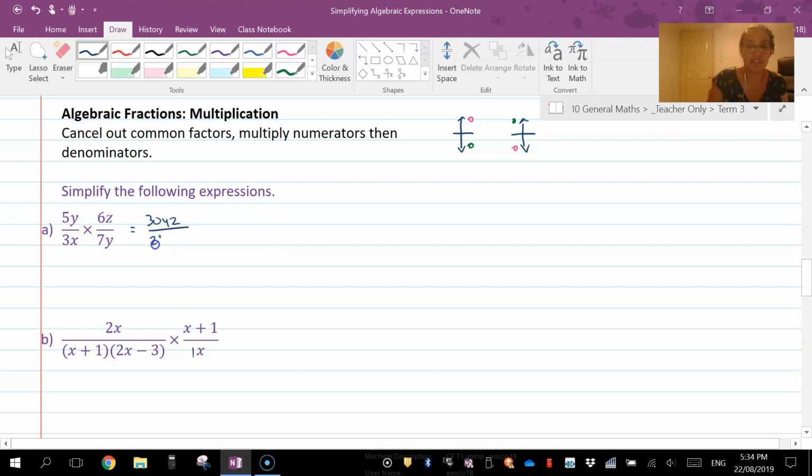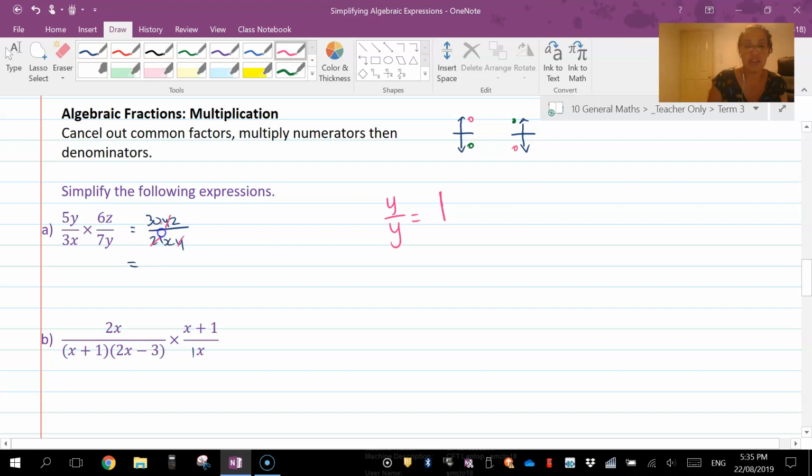3 times 7 is 21xy. Now I'm looking for common factors to simplify. There's a y, there's a y. Remember, the reason we're doing this is that y over y is also the same as saying 1, because if I've got several pieces in a full pizza, it's going to be one whole pizza. Okay, so those y's cancel each other out.